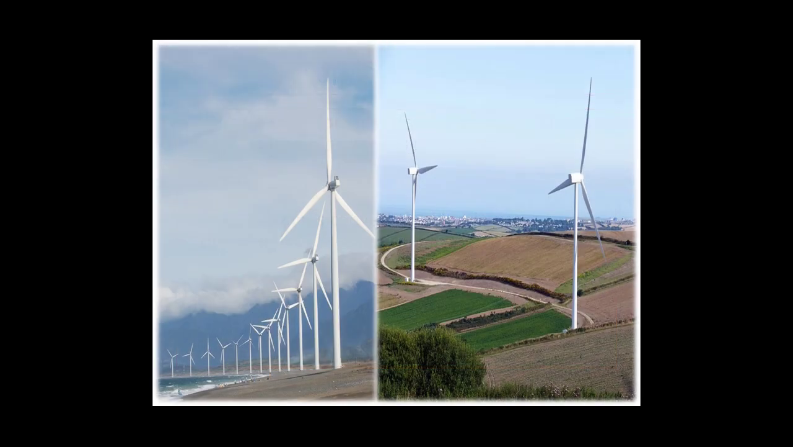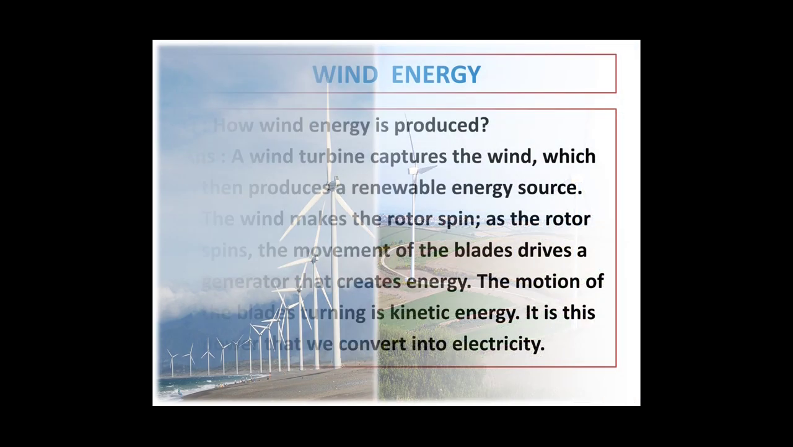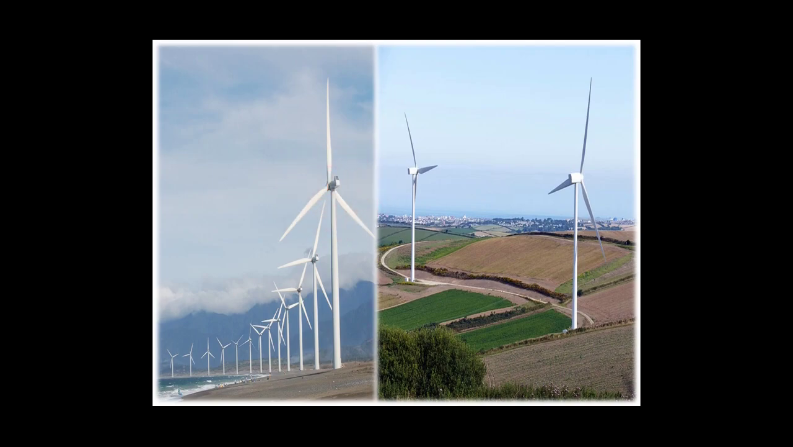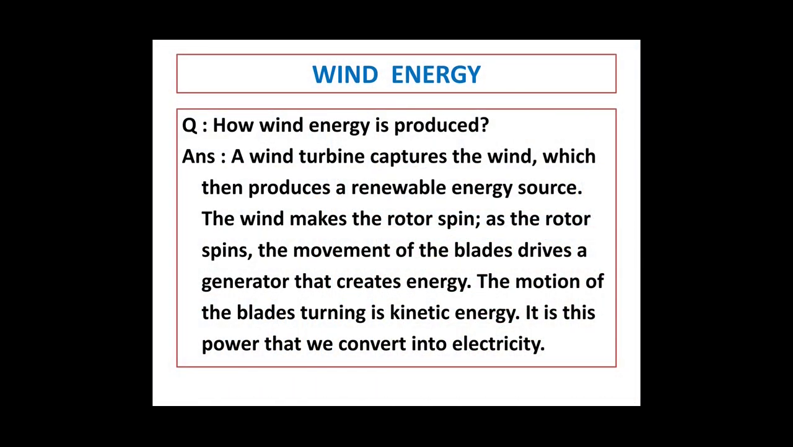So this is a picture of the windmills. You can see how wind energy is produced. A wind turbine captures the wind, which then produces a renewable energy source. The wind makes the rotor spin. As the rotor spins, the movement of the blades drives a generator that creates energy. The motion of the blades turning is kinetic energy. It is this power that we convert into electricity. So when the blades, you can see in the picture, the blades of these fan-like structures, when they move, they generate kinetic energy, and this can be converted into electricity.